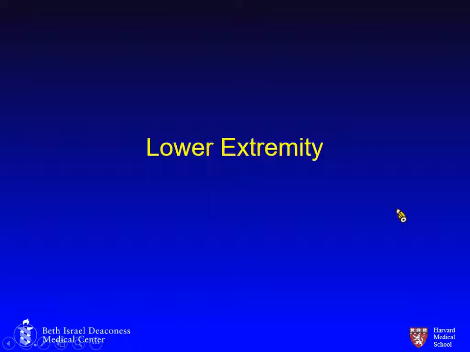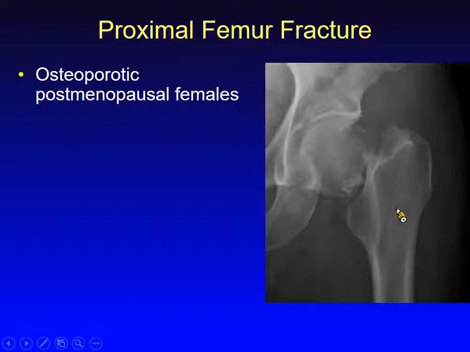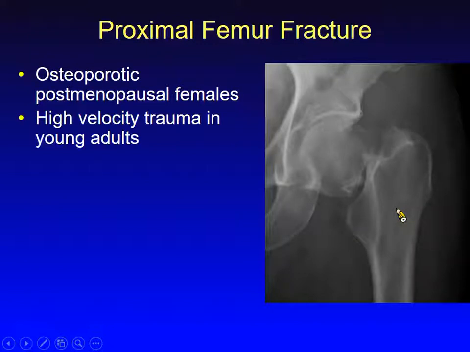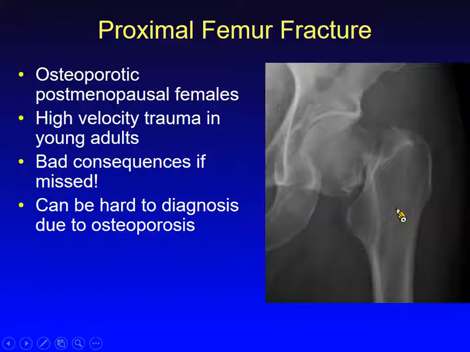All right, so that's upper extremity. We're going to go real quick with lower extremity. Proximal femur fractures, very common. Typically, we see these in osteoporotic postmenopausal females, usually due to high velocity trauma. Bad consequences if you miss this, obviously, right? Because it can lead to a lot of major issues. But it can be hard to diagnose in patients with osteoporosis.